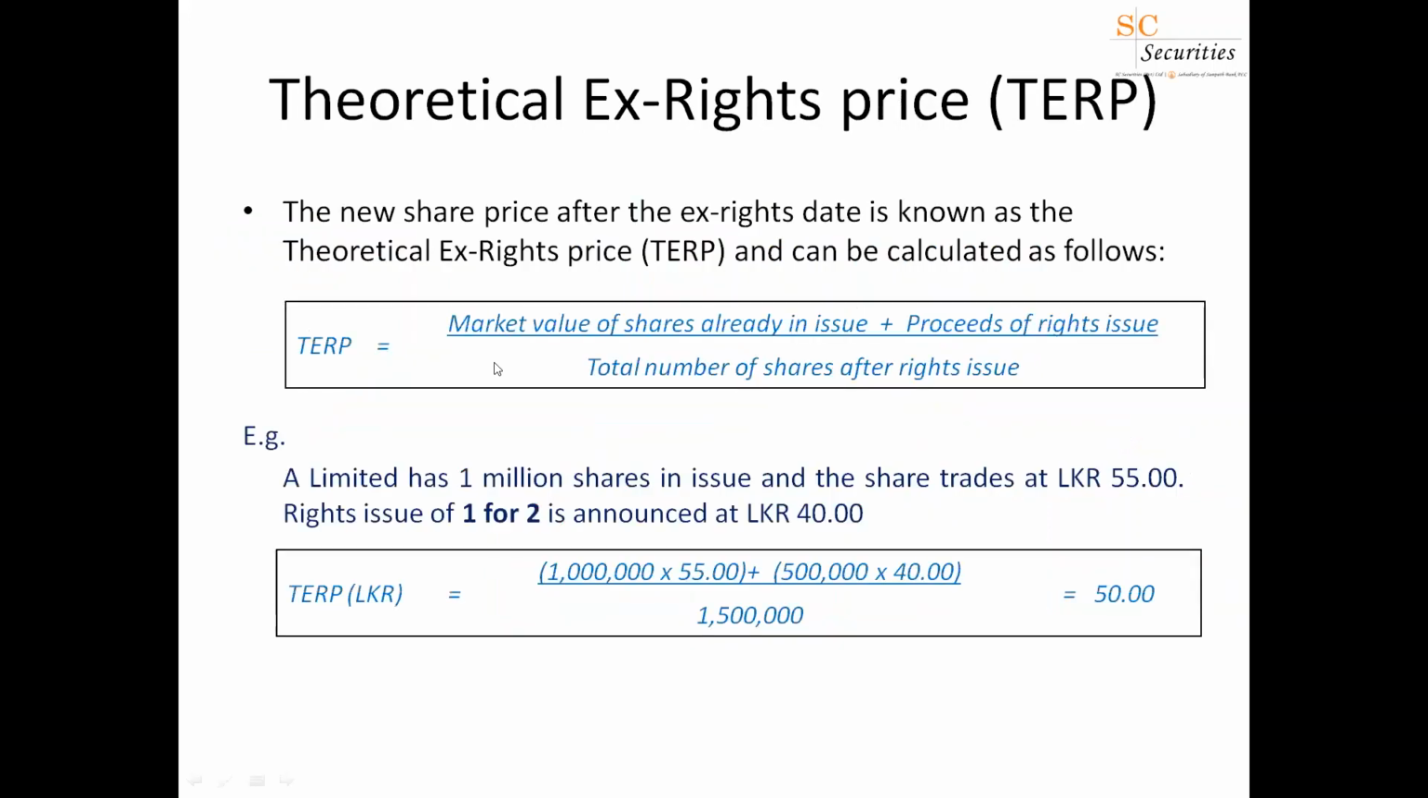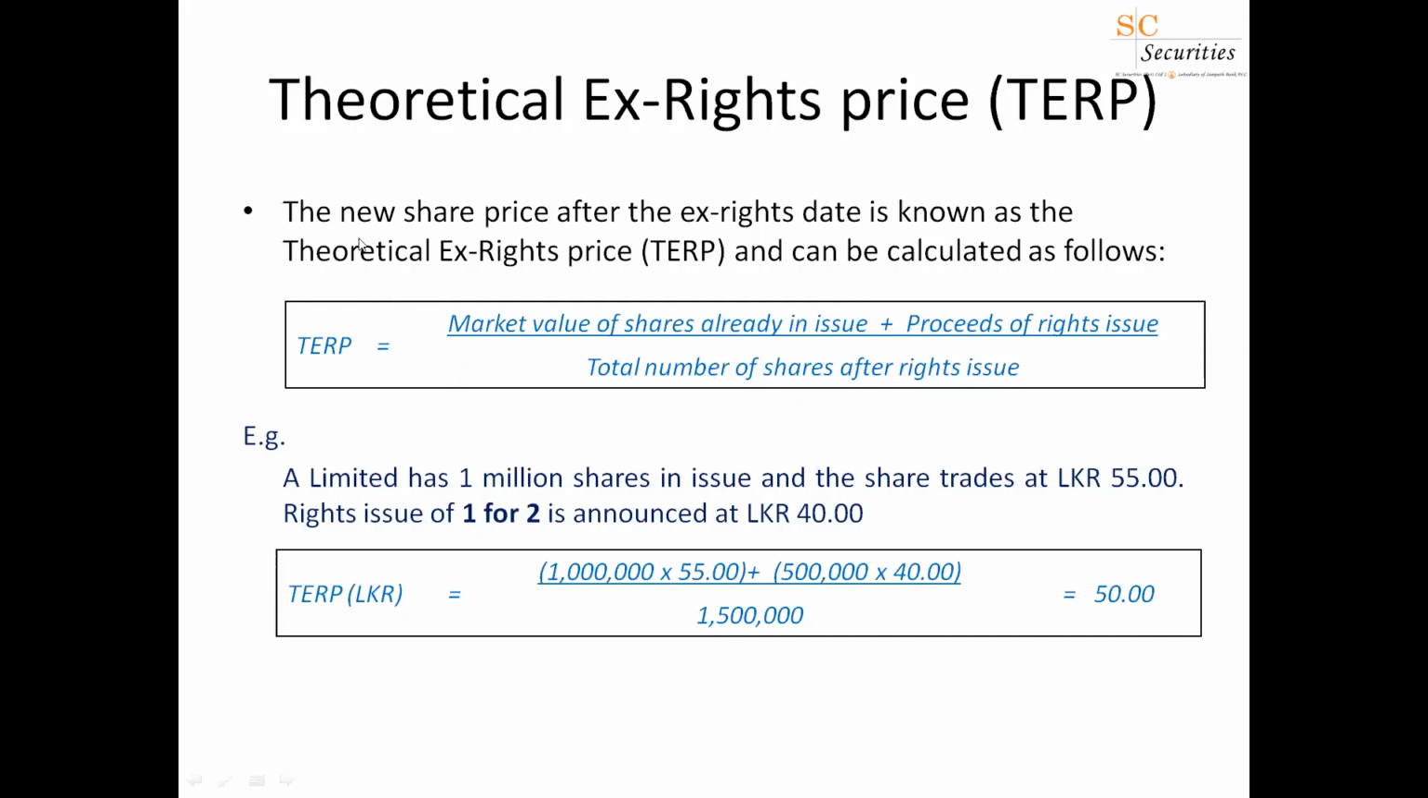So what you do is a very simple calculation, a simple weighted average calculation. You look at the market value of shares before the rights issue. That is the number of shares in issue before the rights issue into the share price. To that you add the proceeds, what you get from the rights issue, right? That is the new number of shares issued into the rights issue price. Then the total value is divided by the total number of shares after the rights issue. So this is a very simple weighted average calculation.